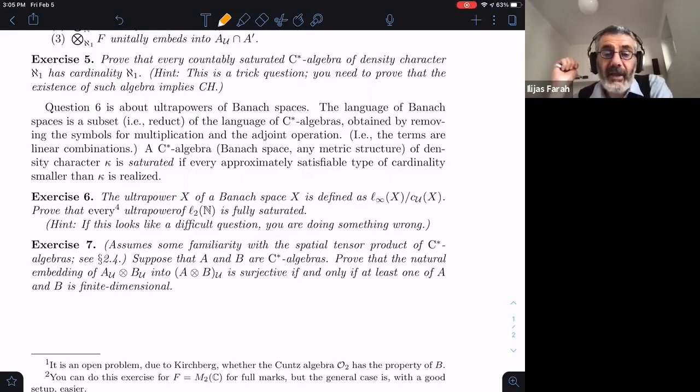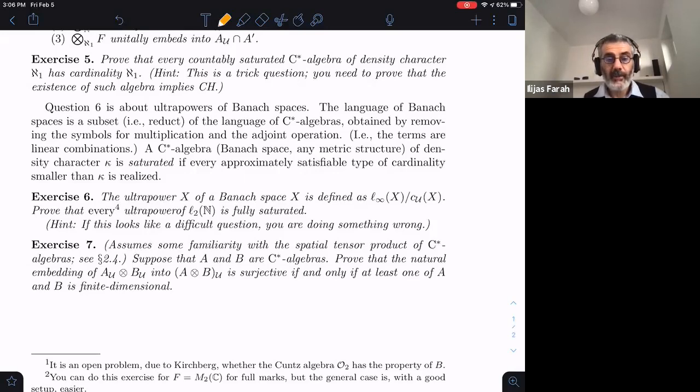And exercise number seven is about spatial tensor products, which I haven't used, but some of you know what the definition is. It's a natural definition. So the question is that if you have two C*-algebras, how does taking an ultrapower agree with taking tensor products? There is an obvious embedding of the tensor of ultrapowers into the ultrapower of the tensor. But that embedding is not surjective unless it is surjective for a trivial reason, that one of the algebras is finite dimensional.